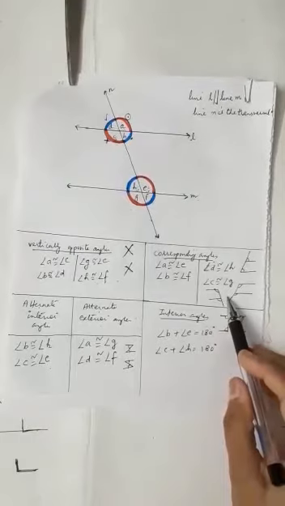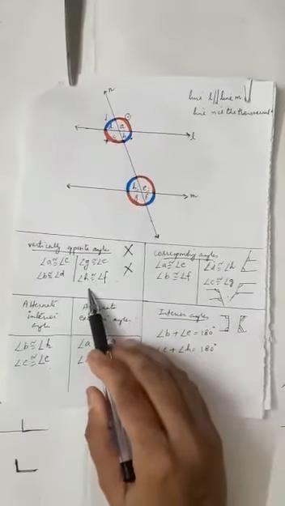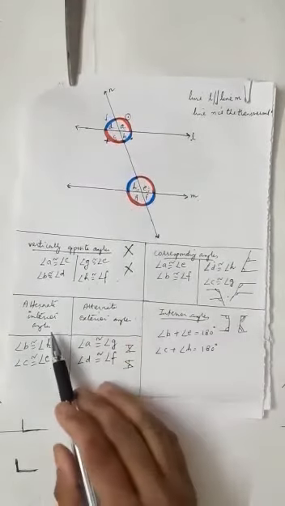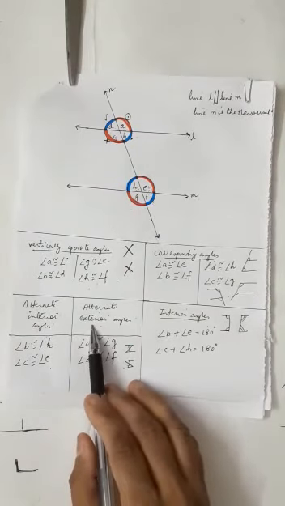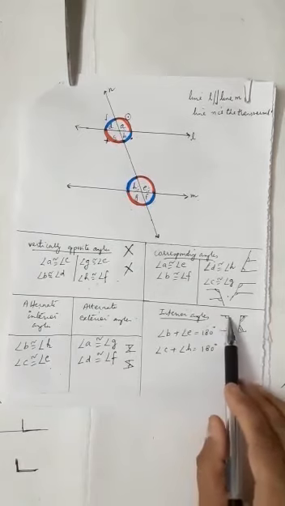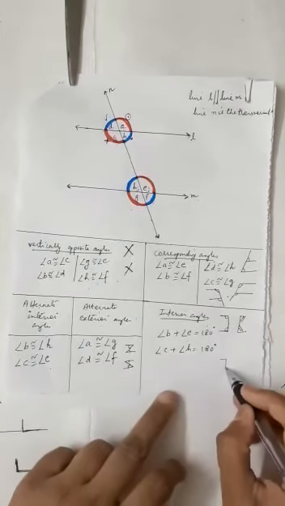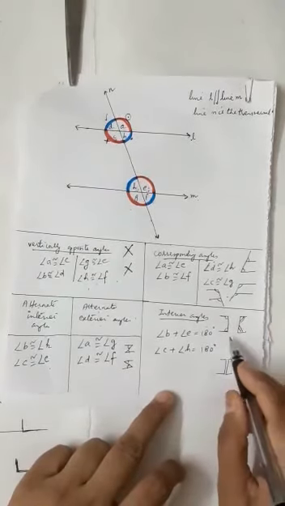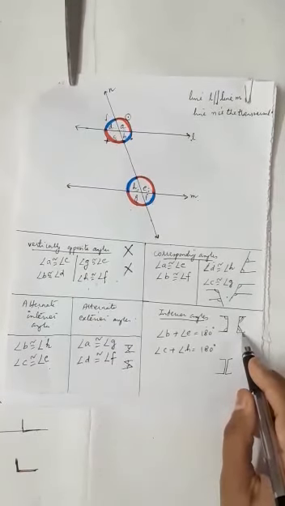So corresponding angles, ladder formation; vertically opposite angles, cross formation; alternate interior angles and alternate exterior angles, Z formation; and for interior angles it is the bridge formation. See, this is a symbol for a bridge, no? So this is the bridge formation. Okay, children?